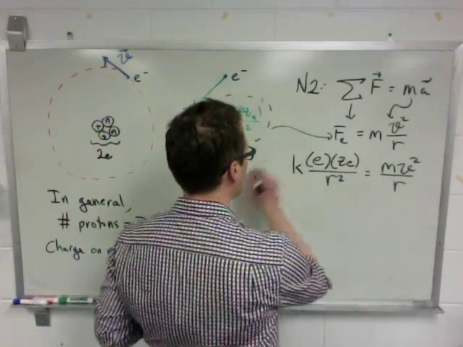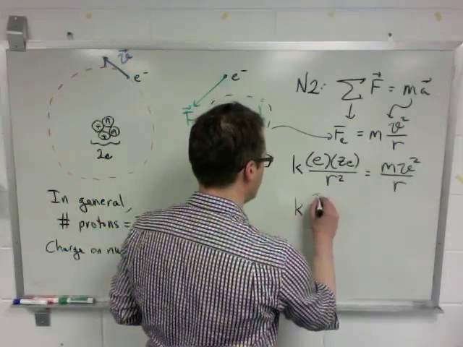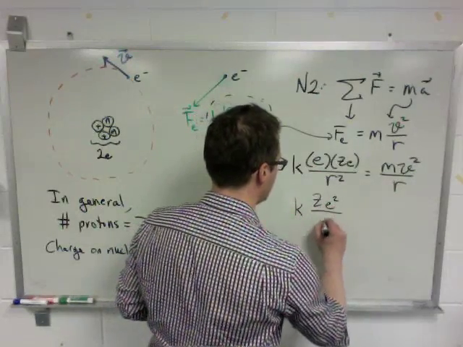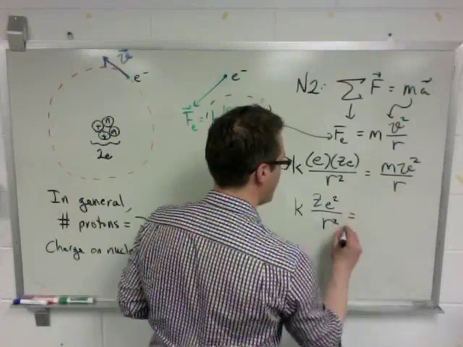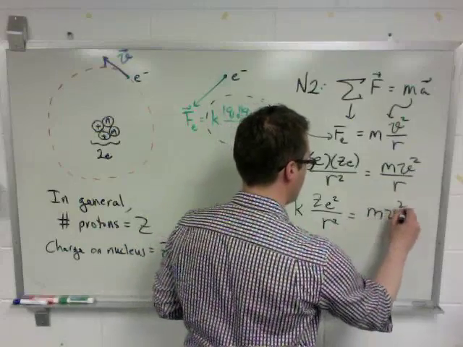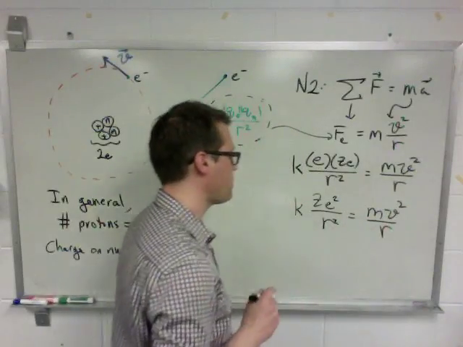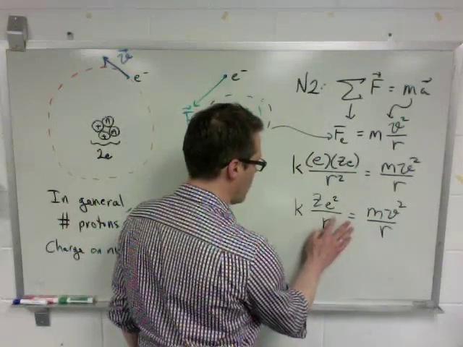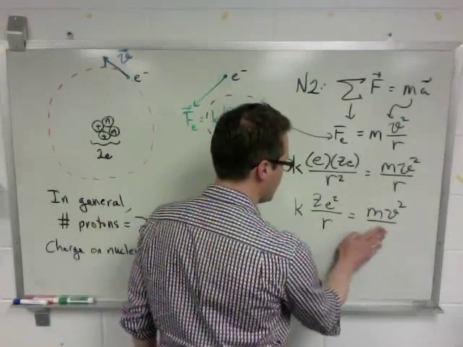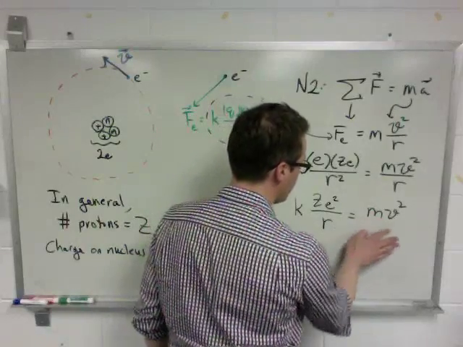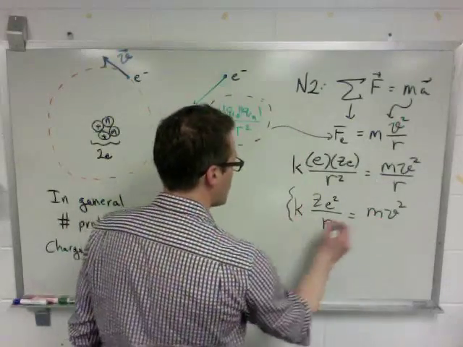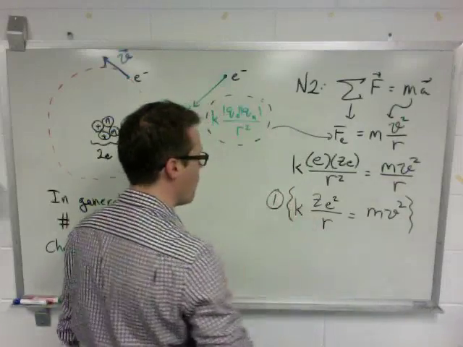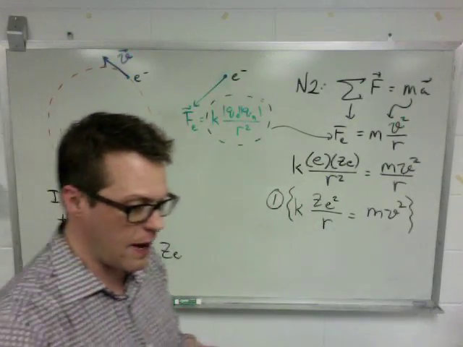And so I've got this equation right here. This is k Z e squared divided by r squared, and that equals mv squared over r. With a little work here, I can cancel out one of these r's, so the r kills that r, and I'm just left with this. Okay. So here's one equation. I'm going to call this number 1. Keep that on your paper somewhere.